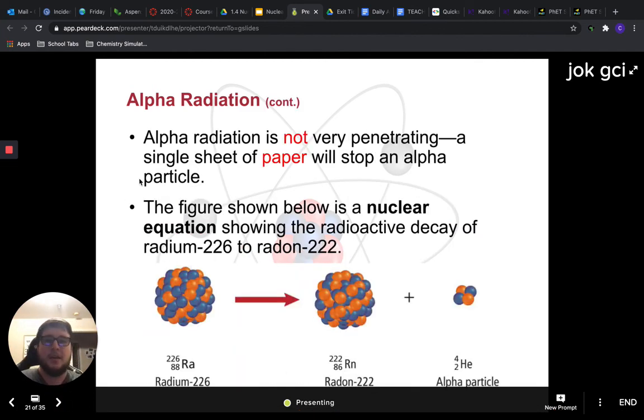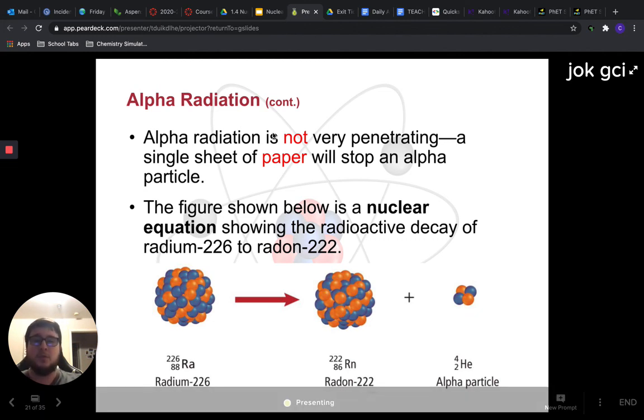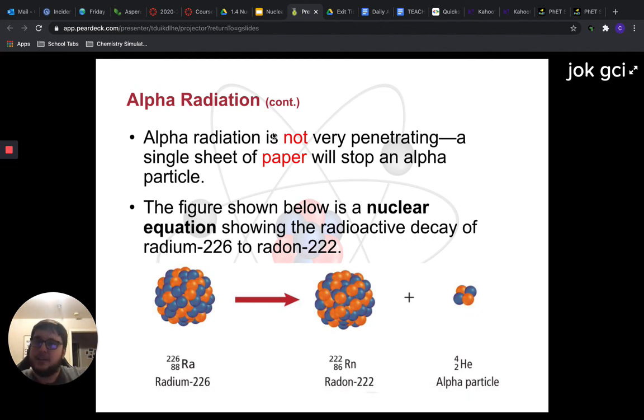But lucky for us, alpha radiation is not very penetrating. In other words, it's very unlikely that alpha radiation will get into your body and cause you any real harm. Actually, a single sheet of paper is enough to stop an alpha particle. So if you have alpha radiation and you put a sheet of paper over your body so that the alpha radiation can't get through, then you're safe from it.